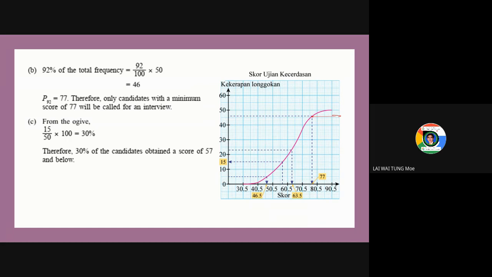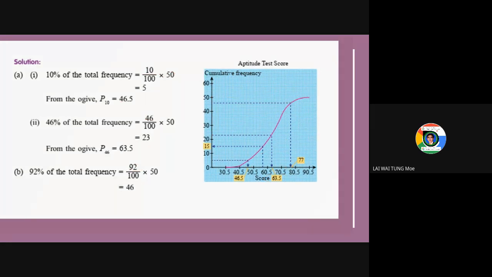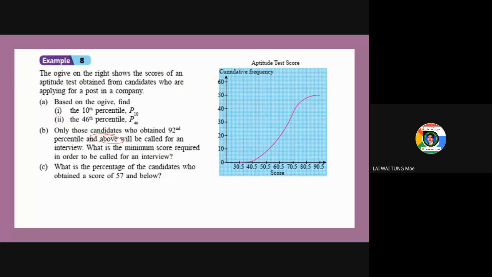And question C. Okay, let's look at the question. What is the percentage of candidates who obtain a score of 57 and below? Okay, 57 and below. So the x-axis is your score, and you need to find out where 57 is. From here 50, here is 60. So 57 is between this range. And between 50 and 60 there are 10 boxes, and the difference between 60 and 50 is also 10.